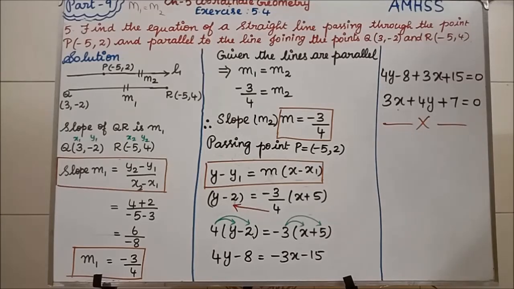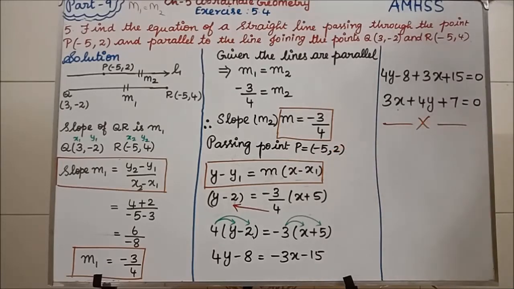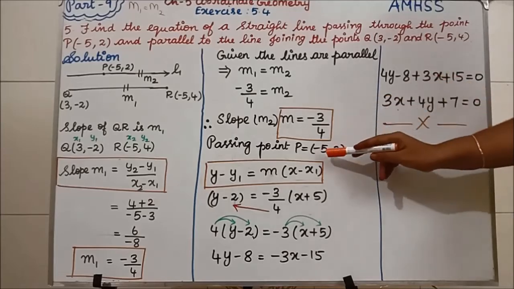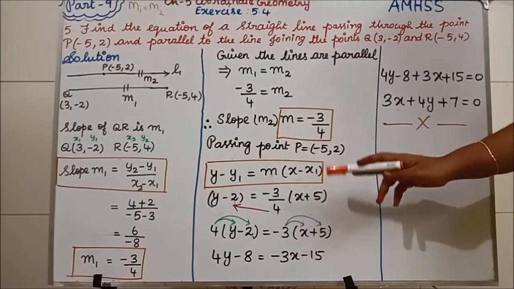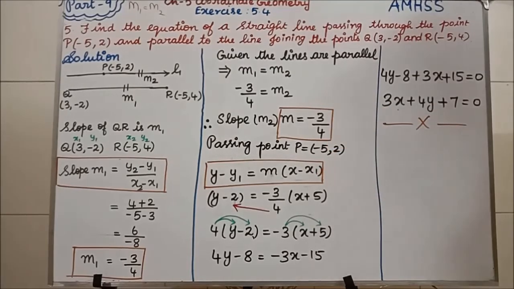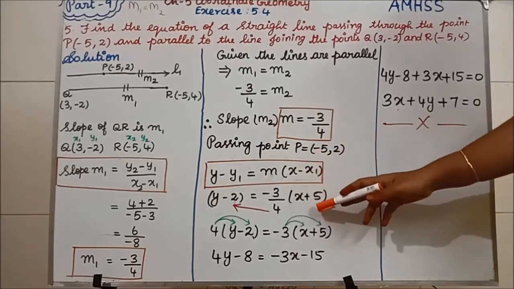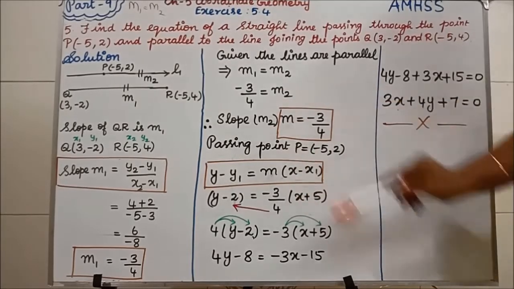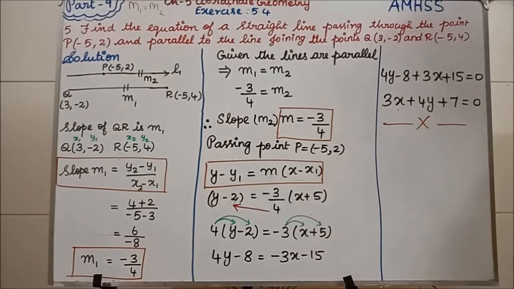Clear, students? See, this is our x1 and this is our y1. y minus y1, where y1 is 2, equals m, which we have got as minus 3 by 4, into x minus x1. In the formula there is already a minus, so we have to write plus 5. Here the denominator is 4, so if you do cross multiplication, we will get 4 into y minus 2 equals minus 3 into x plus 5.